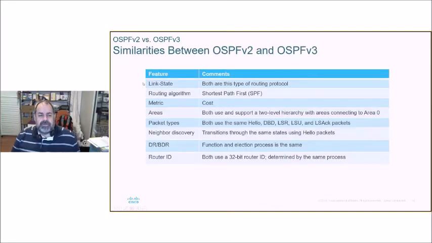Comparing the two, they're both link state. They use shortest path first. They use the same metric. Two-level hierarchy is the same. Packet types are the same. Neighbor discovery is the same. DR/BDR function is the same, and it even uses the same router ID process.